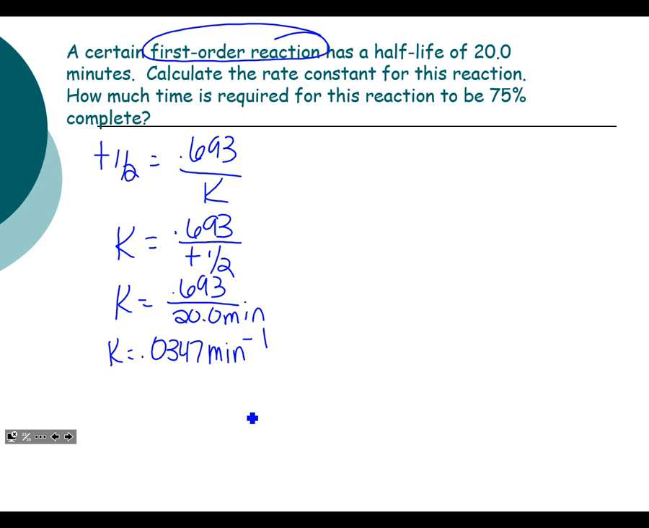So I know my laws. I know my order first. They gave that to me. I can use any first order law to solve for whatever I need. And I've got my K now, so now I can do that fourth part, whatever I want to with it. So the second thing they ask us here is how much time is required for this reaction to be 75% complete. Okay, there's a really important word in this sentence.